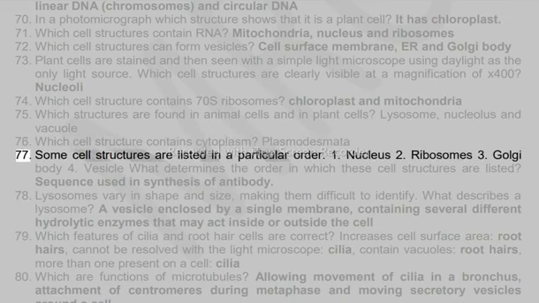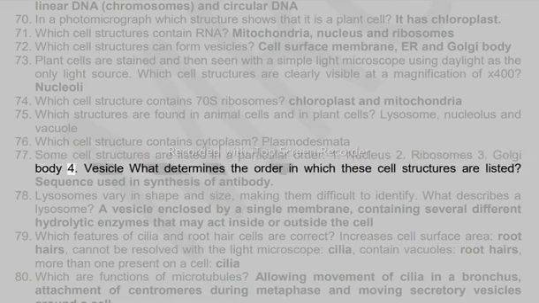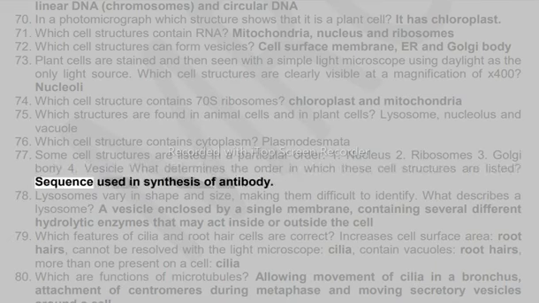Plasmodesmata. 77. Some cell structures are listed in a particular order: 1. Nucleus, 2. Ribosomes, 3. Golgi body, 4. Vesicle. What determines the order in which these cell structures are listed? Sequence used in synthesis of antibody.